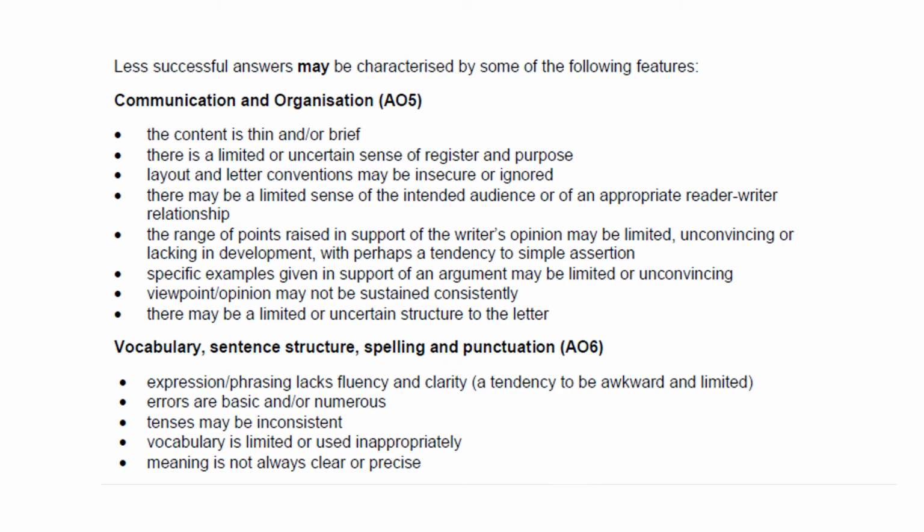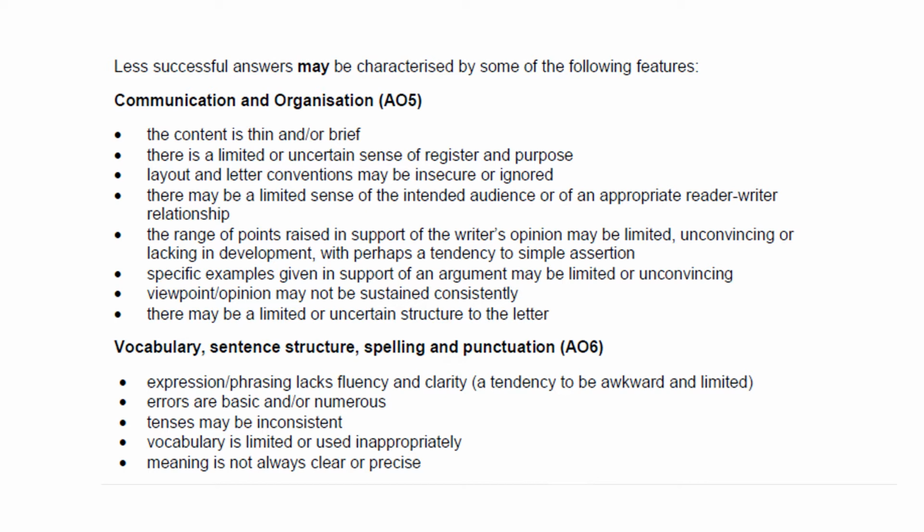That's where the candidate or the person being examined hasn't really thought about why they're writing or who they're writing to, and there's no evidence that they've given it that thought. Layout and letter conventions may be insecure or ignored, so if it doesn't read like a speech in this case, that will be a limited response. We've got a limited sense of intended audience, so if, for example, you're asked to write a speech for young people or your peers, if you haven't taken notice of that and aren't directly linking your examples to that target group, that would then also provide a limited response.